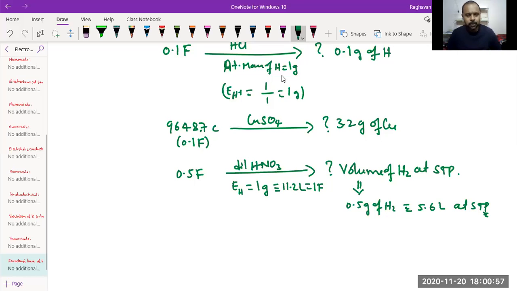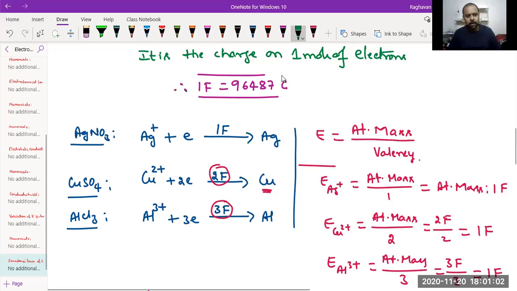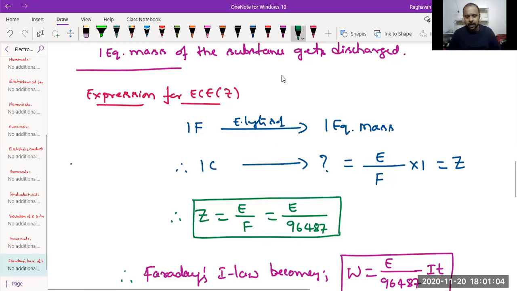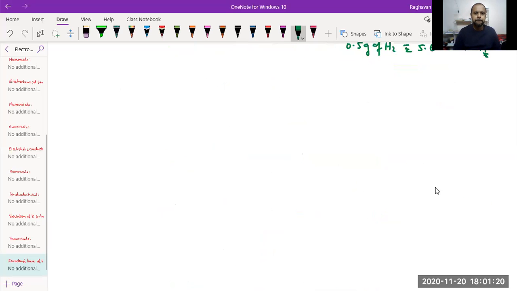Okay, so this is about Faraday's first law and its final form. While calculating, sometimes in the numericals they'll ask you to calculate current strength, time, even equivalent mass and mass deposited. Next we'll take up Faraday's second law. I've written just the first law there. Here, second.